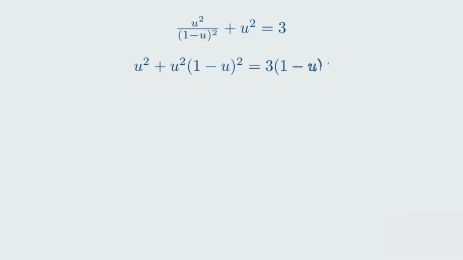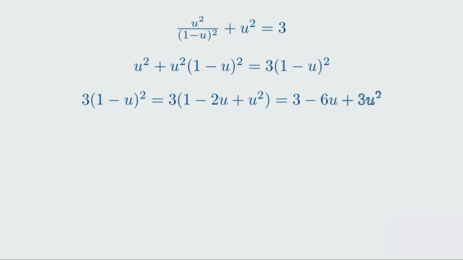Our goal now is to solve for u. Let's start by getting rid of the fraction. We have u squared over the square of 1 minus u, plus u squared equals 3. To clear the denominator, we'll multiply the entire equation by the square of 1 minus u. This gives us u squared plus u squared times the quantity 1 minus u squared equals 3 times the quantity 1 minus u squared. Let's expand the squared term on the right side. 1 minus u squared is 1 minus 2u plus u squared. So the right side becomes 3 minus 6u plus 3u squared.